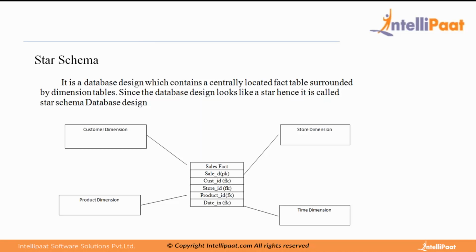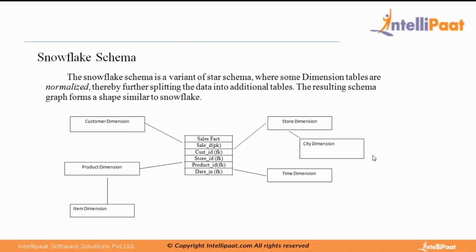Now this store will have a store ID, which is the primary key for the store. So you can see the foreign key store ID here in the fact table is getting connected to this store dimension. Apart from the fact, it's going to have all the foreign keys for the dimension tables. Clear? Now, the snowflake schema.